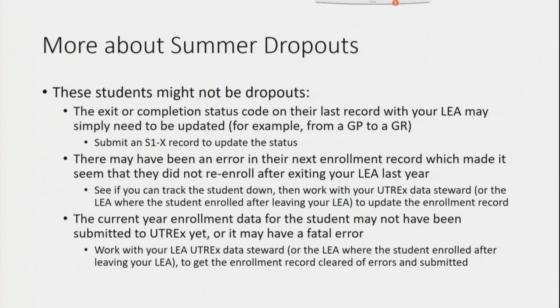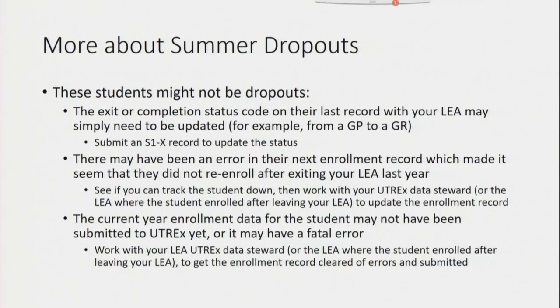So a little more about summer dropouts. These students might not actually be dropouts, and in most cases they may not be. The exit or completion status code on their last record with your LEA may simply need to be updated. So if you are the sending LEA and you're expecting a student to transfer to a different LEA, or you're expecting them to return or finish up their graduation credits, you need to check on that, and then you would have to submit an S1X record to update that status.